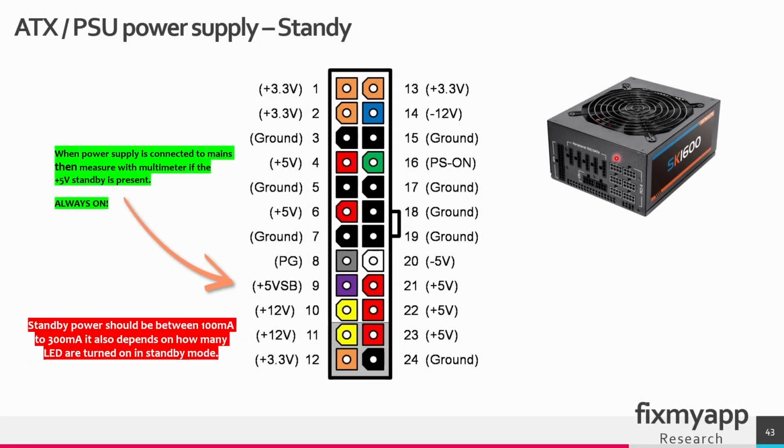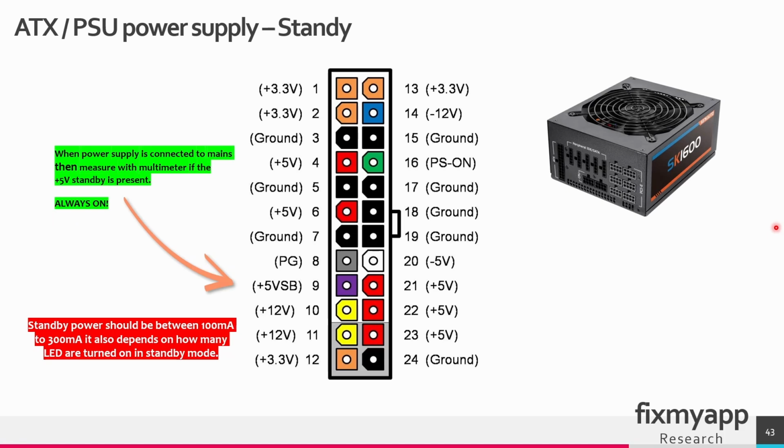When you connect this power supply to the wall outlet and you connect the 24 pin to the motherboard, it will draw a standby current. The standby current should be between 100 to 300 milliamps, but it also depends on how many RGB LEDs are turned on in standby mode. So if there are more LEDs, it will draw more current. You can measure the plus 5 volt standby with the multimeter: put the black probe to ground and the red probe to the 5 volt standby pin.